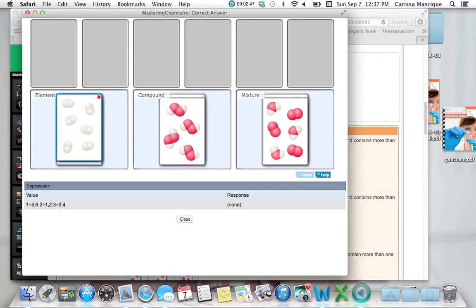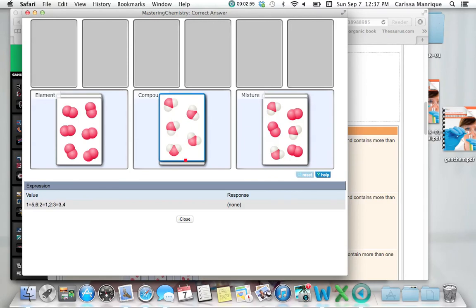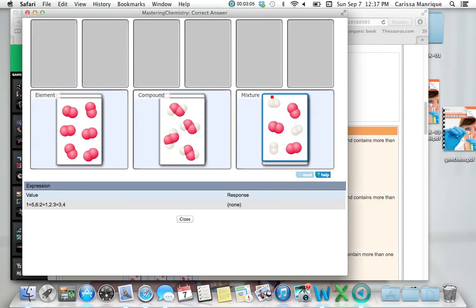Let me see if I can look at the one behind it. Yeah, you see here's another elemental one, all white, and they're all the same. And then the other compound one, well, they look exactly the same. Here again, they're all the same, all have the same number of whites and the same number of reds. And if we look at the mixture on the other example here, you have a mixture of two white ones bonded together versus two reds.